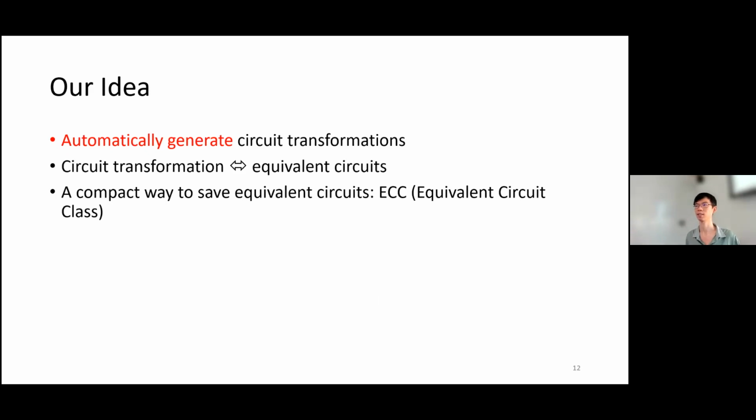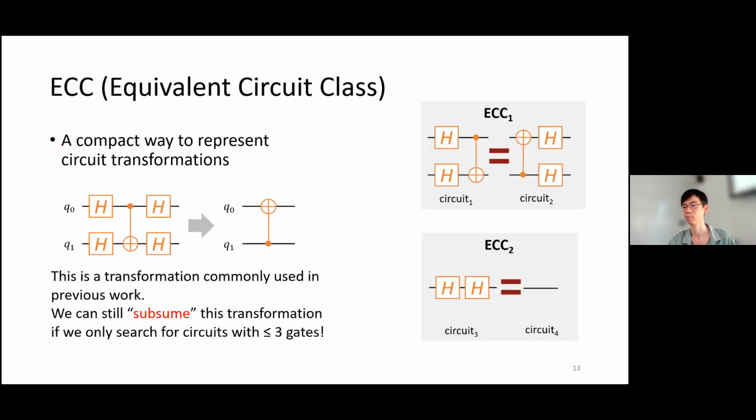And our idea is we want to automatically generate circuit transformations. And note that each circuit transformation means that 2 circuits are equivalent. So we can actually save it in a more compact way. We use an equivalent circuit class, or ECC, to represent a class of equivalent circuits. For example, here we can say that this transformation is subsumed in the 2 ECCs on the right.